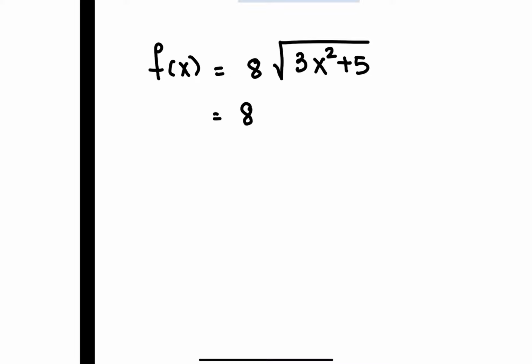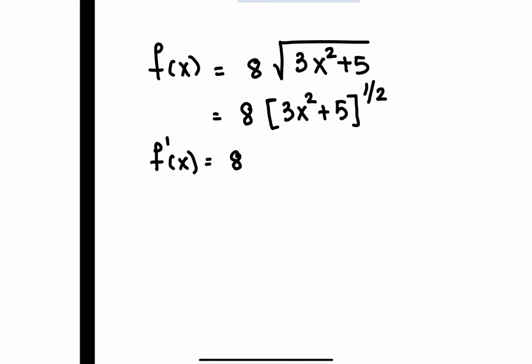So my function f of x is 8 square root of 3x squared plus 5. What I'm going to do is rewrite this as 8 times 3x squared plus 5 to the power half. Why? Because I like to use the power rule. Now if I find the derivative of this, 8, it's going to be half times 3x squared plus 5, half minus 1.